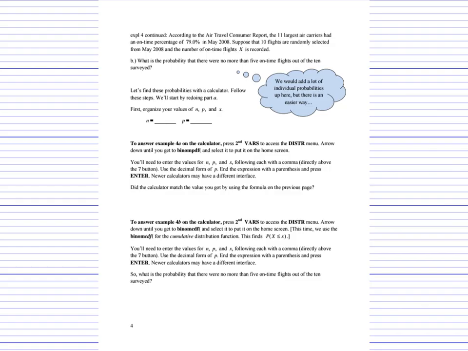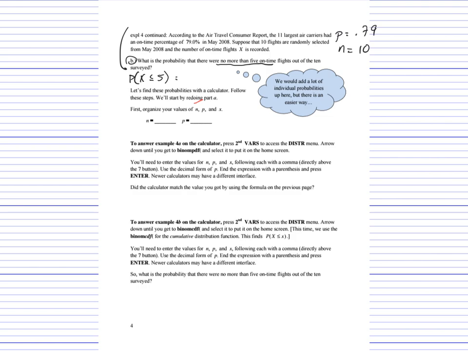All right, we're just continuing with number 4B there. Same setup exactly. Again, remember P was 0.79, right? N was 10 because the 10 flights are being surveyed. Let's look at B. What's the probability that there were no more than 5 on-time flights? Now, no more than 5. Let's think about that. That means 0, 1, 2, 3, 4, or 5, right? Or we could write X is less than or equal to 5.